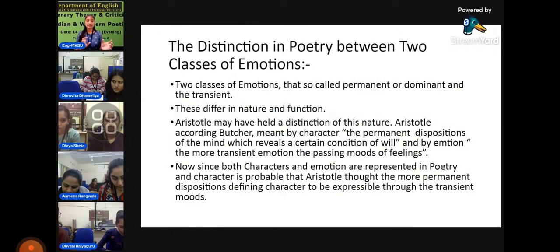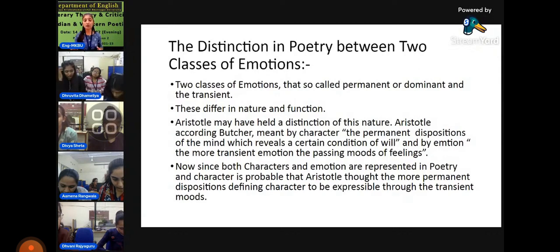And there are distinctions in poetry between two classes of emotions. Here we find the two classes of emotions. The first is the permanent or dominant, and the second is the transient. Transient means that the emotion is there for a short time. There is a difference in nature and functions, and Aristotle may have made two distinctions of this nature.